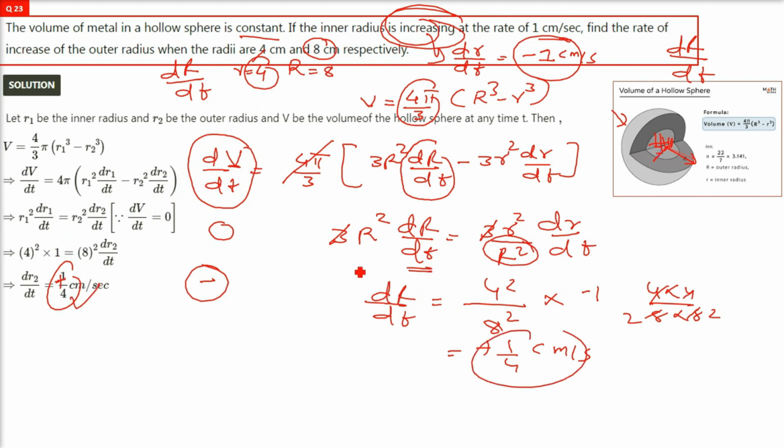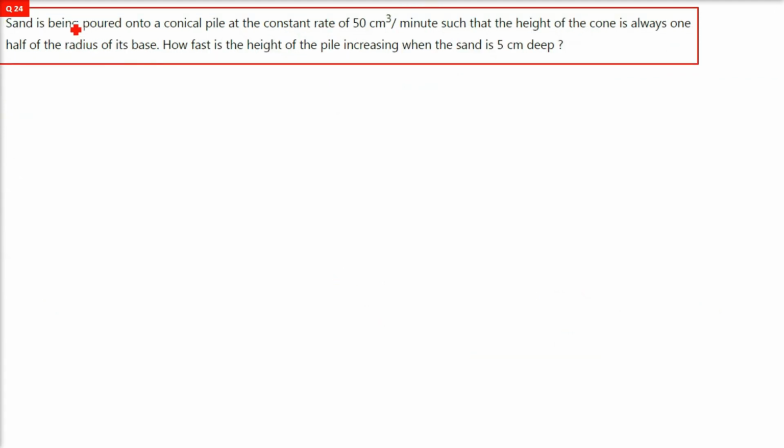Any rate. Sand is being poured onto a conical pile at the constant rate of 50 centimeter cube per minute, such that the height of the cone is always 1/2 of the radius of its base. How fast is the height of the pile increasing when the sand is 5 centimeter deep?